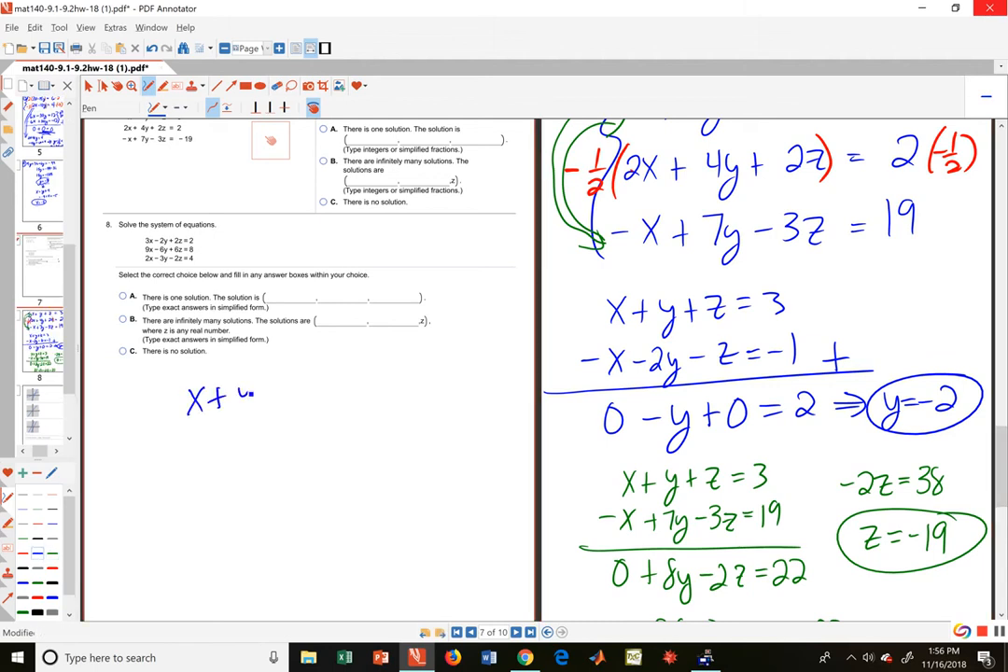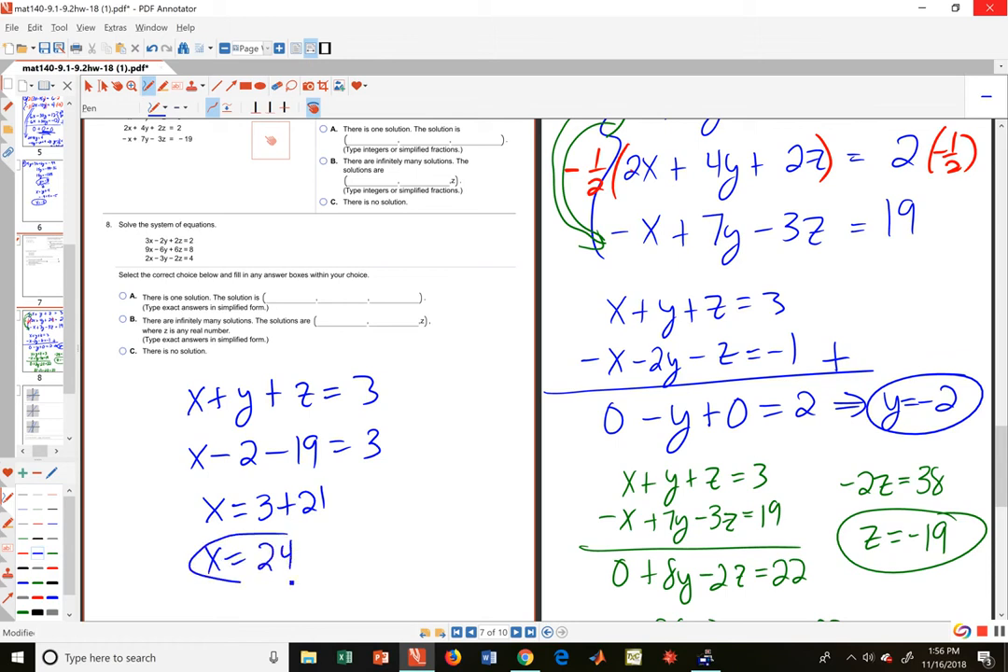So our last is going to be just a pure substitution step. So we know that x plus y plus z has to be 3. That's the first equation. And so far we don't know what x is, but we know what y is. Y is -2, so we're substituting it in. We know z is -19, and we know it all has to add up to 3. So now we know what x is. So that's -2, that's -21. So we add 21 to both sides, and there you have it.